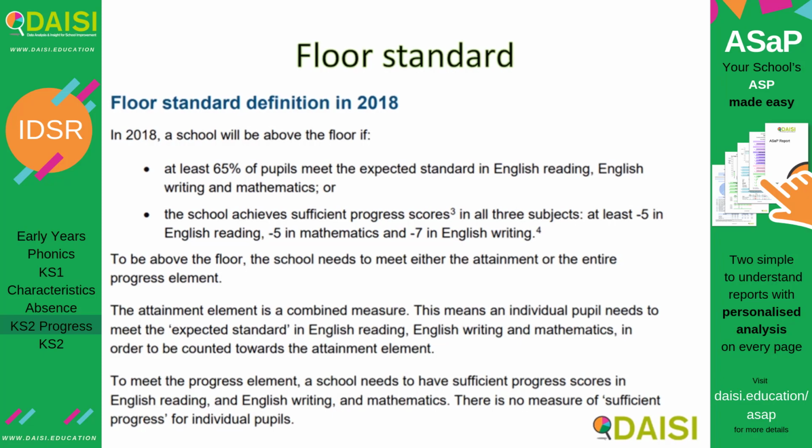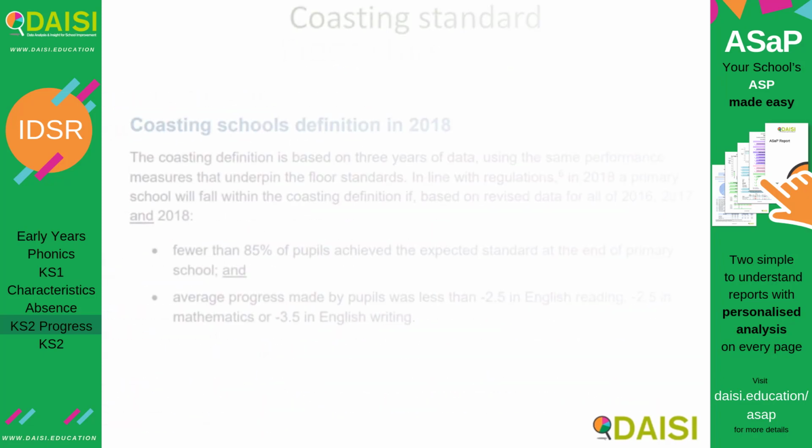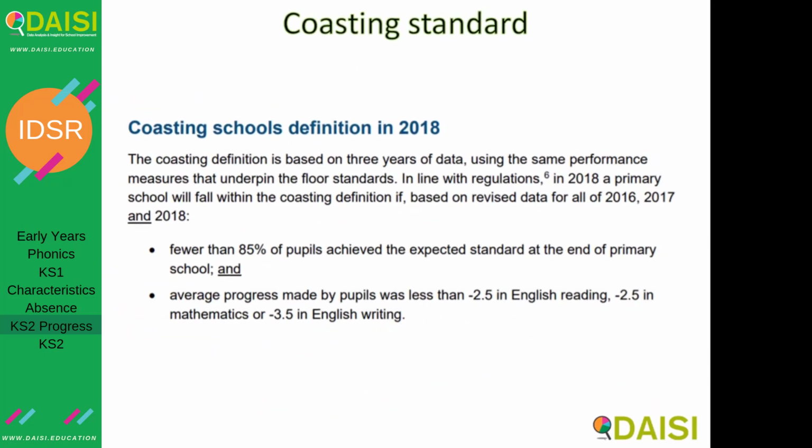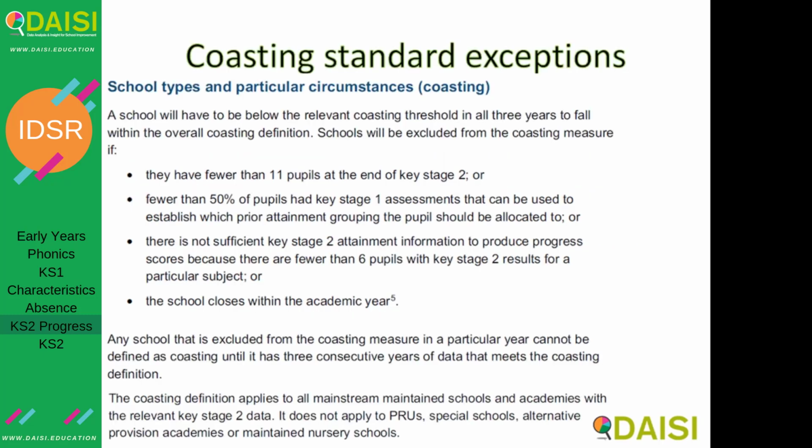There is also the coasting standard. It's not -5, it's -2.5. Not 65%, but 85%. Much tougher standard. However, you only have to pass it once every 3 years. Now, very few schools are exempt: if you are a very small school under 11 pupils, or if you don't have sufficient Key Stage 1 assessments.